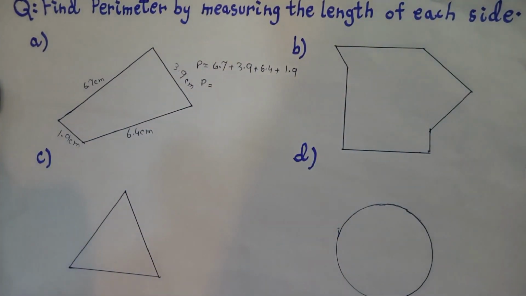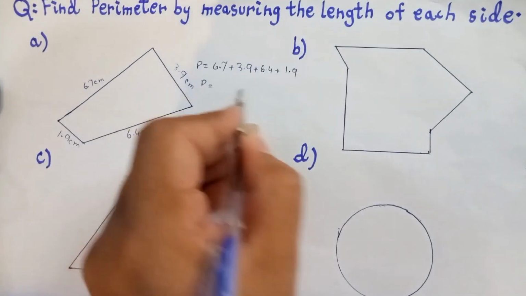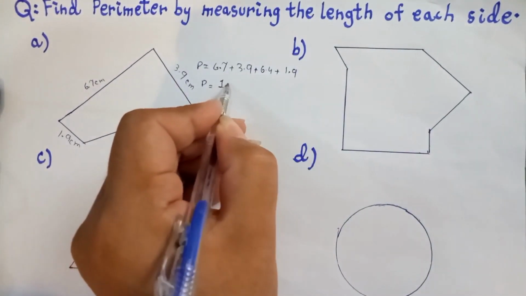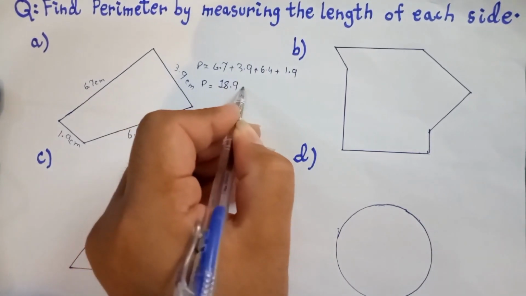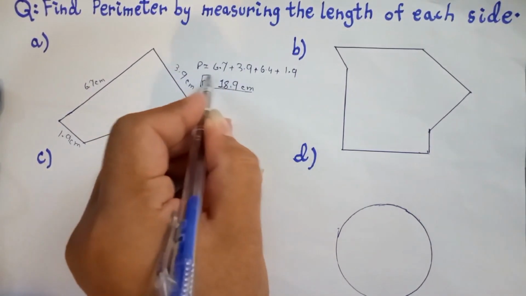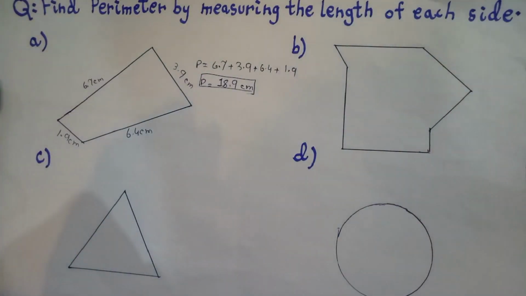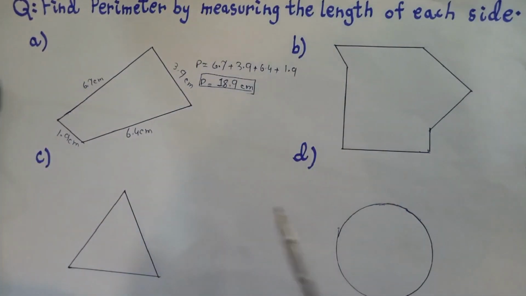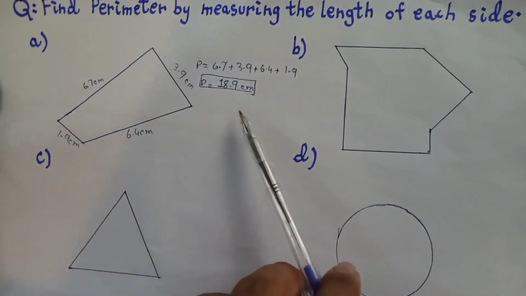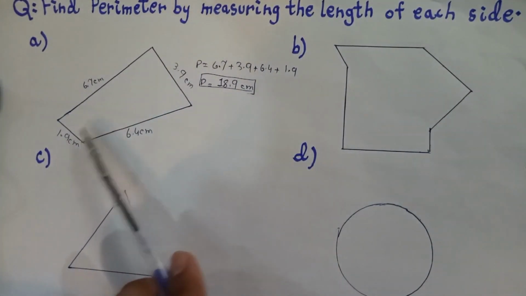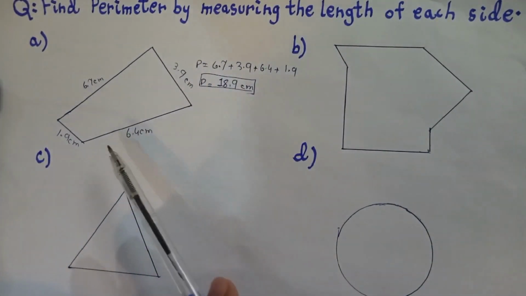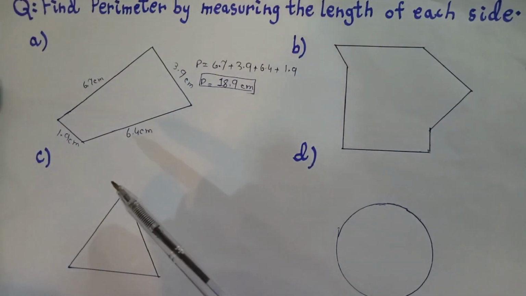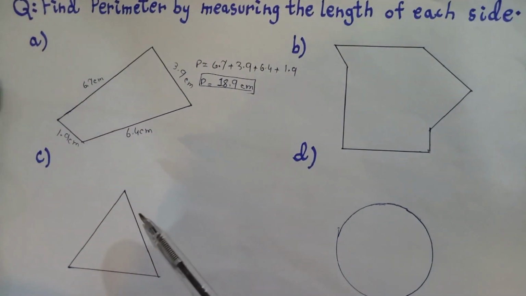So if I add all of these here, I will get 18.9 centimeters. Okay, here the perimeter is equal to 18.9 centimeters. Clear? First of all we have to calculate all the lengths and then we have to add them. Clear? So this is the formula for calculating the perimeter with the help of a ruler. We can say by measuring the sides. Clear?